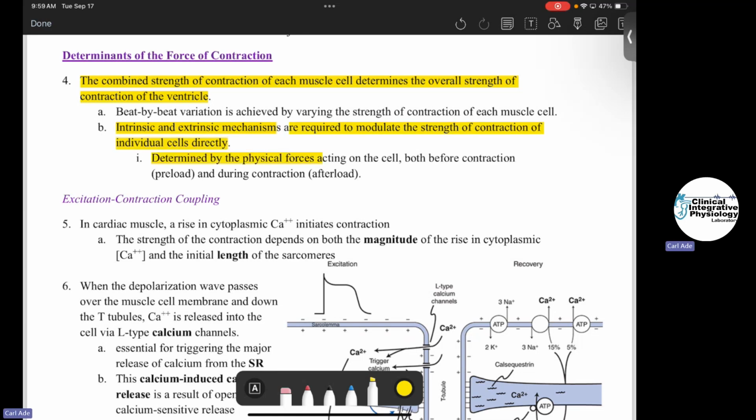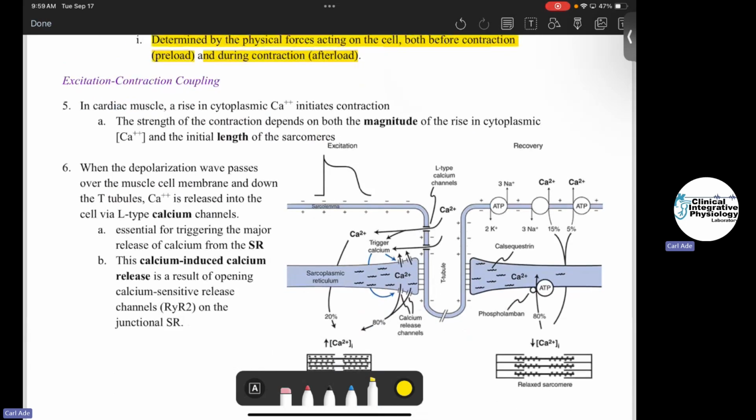There are going to be some physical forces that we're going to get into, like preload that happen before the contraction, and those that happen after or during the contraction being the afterload. So let's quickly review excitation contraction coupling. And this is literally largely copied from a previous lecture.